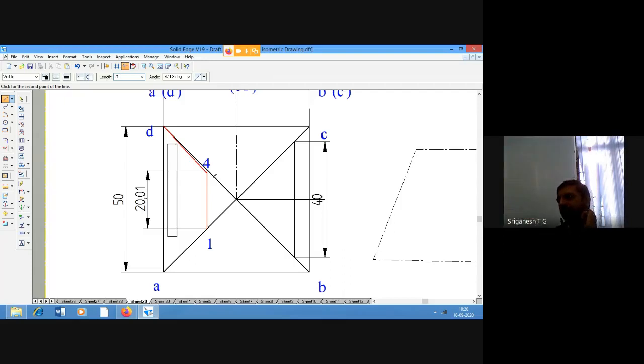You keep a small dot. From there, you draw a 20 mm line. Or else, after you get this point, the other method is to take an arc by keeping this as center. The distance is how much? 20. So that will be the radius value. Cut an arc on this line. Is that clear? Yes, sir. Clear, right? Okay.